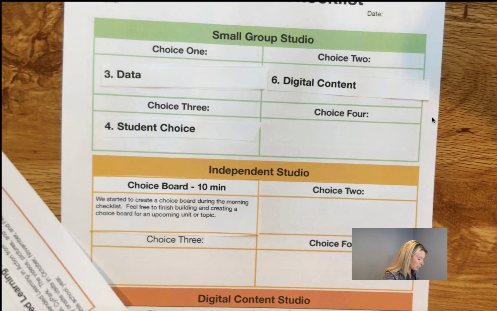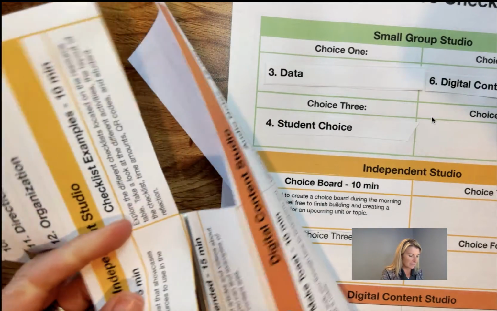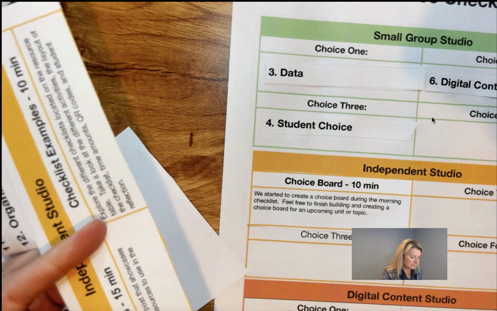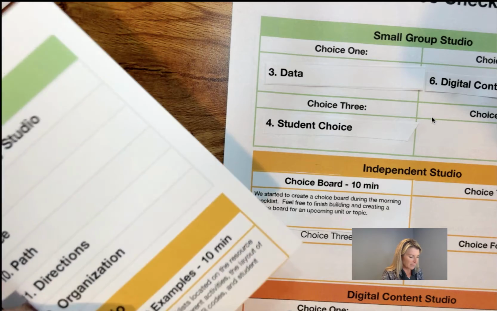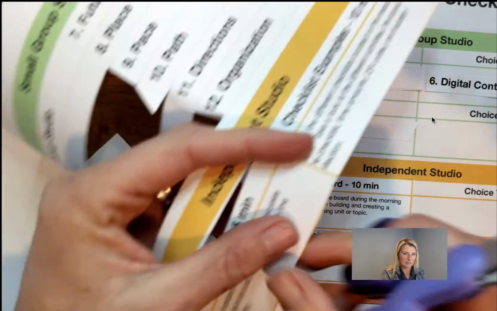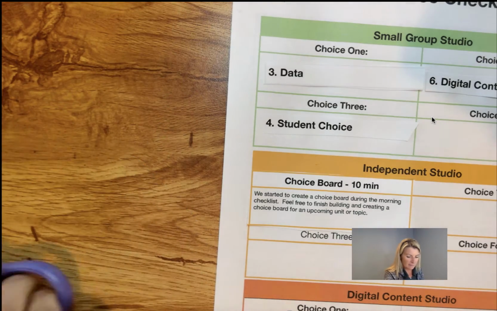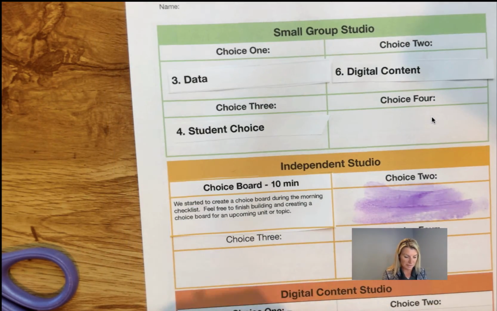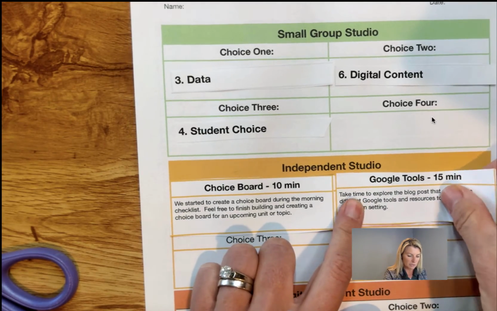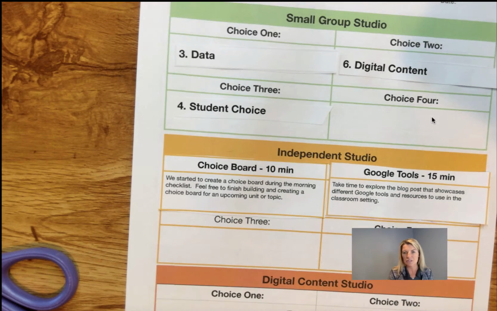Let's say I want to work on some Google tools. So I'm going to come over here, grab my Google tools. Okay, I'm going to cut it out. See, I'm cutting it out. It also tells me that this activity is going to be about 15 minutes in length. I'm going to put it in 2. So I need to have 2 choices. If you would like to add more to it, of course, go for it. You can add more, but for right now, I'm just doing 2.